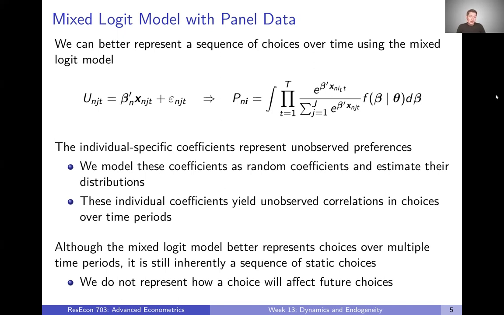And even though we're getting a better representation of multiple time periods, this is still inherently just a sequence of static choices. We've said nothing about how what a decision maker chooses in time period one will affect what they do in future time periods, and how their choices in time one might affect the kinds of choices that are available to them or the kinds of choices that they're making in future time periods.